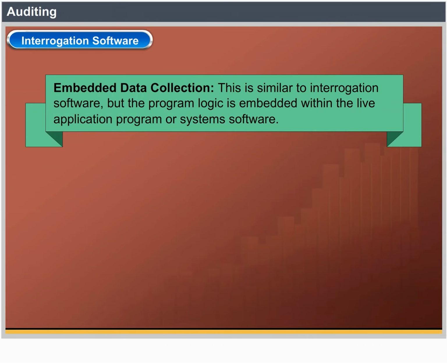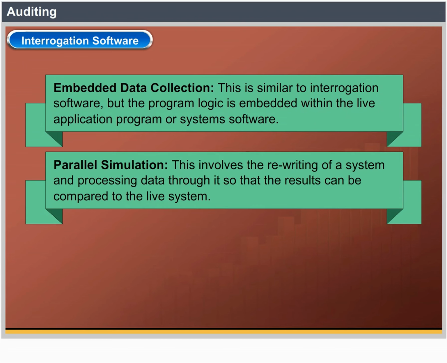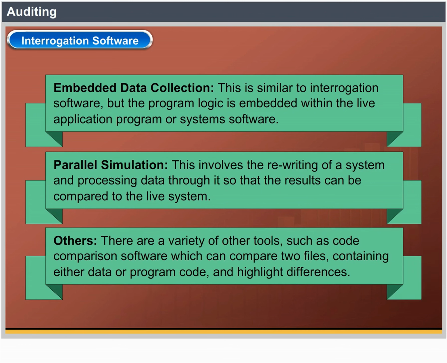Embedded data collection. This is similar to the interrogation software, but the program logic is embedded within the live application program or systems software. Parallel simulation. This involves the rewriting of a system and processing data through it so that the results can be compared to the live system. Others. There are a variety of other tools such as code comparison software which can compare two files containing either data or program code and highlight differences.